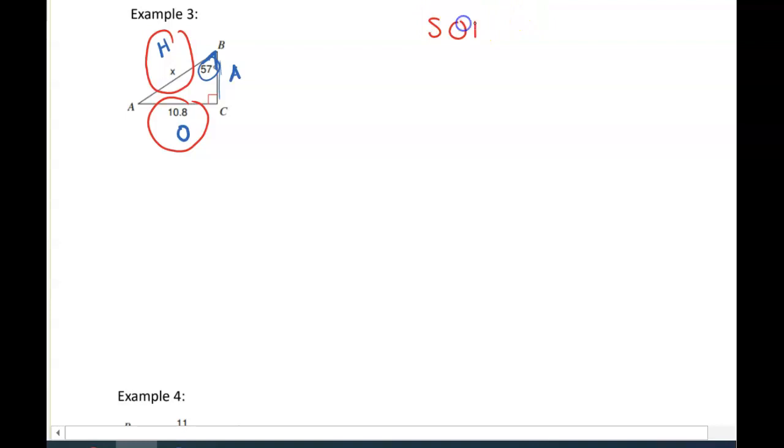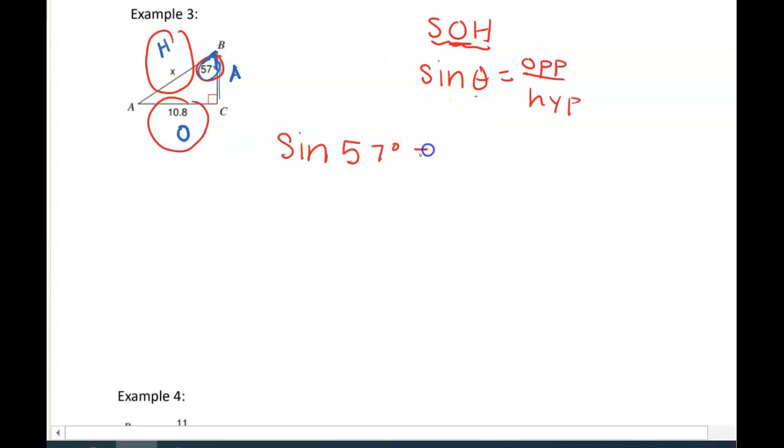Well, SOHCAHTOA. Here's O and H together right here in sine. So what I know is that sine of some angle is going to equal my opposite side over my hypotenuse. Well, I know the angle measure, it's 57. So sine of 57 degrees equals, well, my opposite side is 10.8 over my hypotenuse is x. Now remember, guys, this is just a numeric value, and our calculator knows that numeric value. So I want to try to get x by itself.